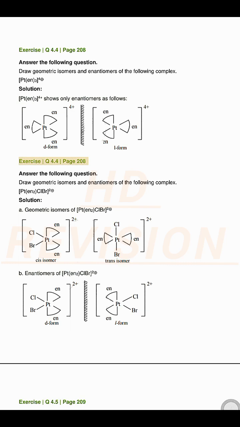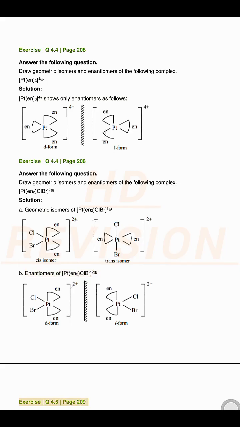Exercise Q 4.4, page 208. Answer the following question. Draw geometric isomers and enantiomers of the following complex: [Pt(N2)(Cl)(Br)]2+. Solution. A. Geometric isomers of [Pt(N2)(Cl)(Br)]2+. B. Enantiomers of [Pt(N2)(Cl)(Br)]2+.